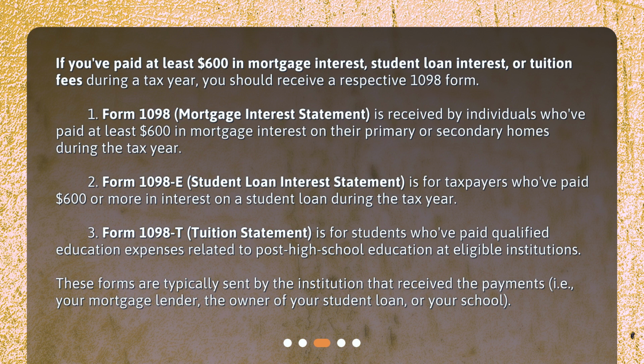2. Form 1098-E, Student Loan Interest Statement, is for taxpayers who've paid $600 or more in interest on a student loan during the tax year. 3. Form 1098-T, Tuition Statement, is for students who've paid qualified education expenses related to post-high school education at eligible institutions. These forms are typically sent by the institution that received the payments, i.e., your mortgage lender, the owner of your student loan, or your school.